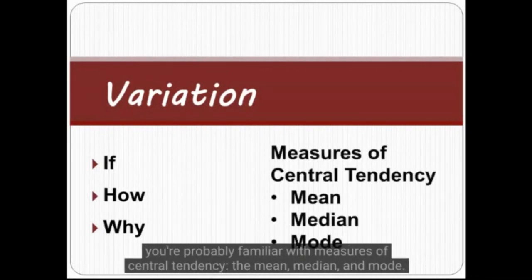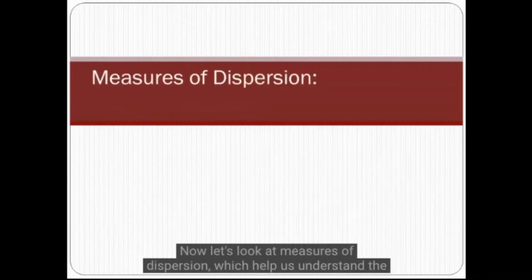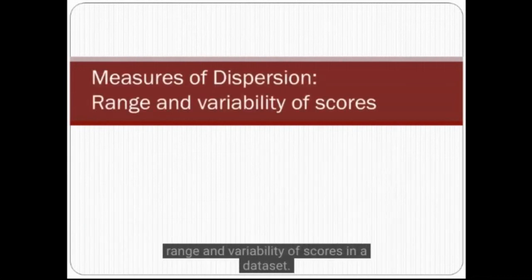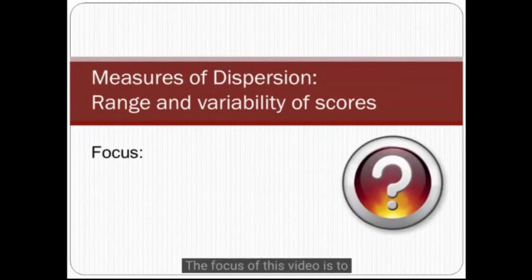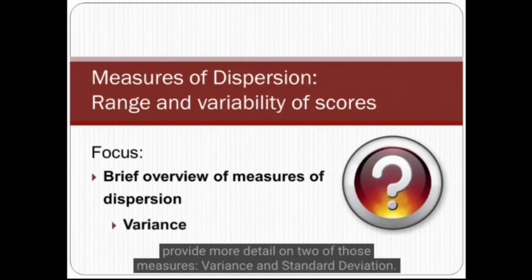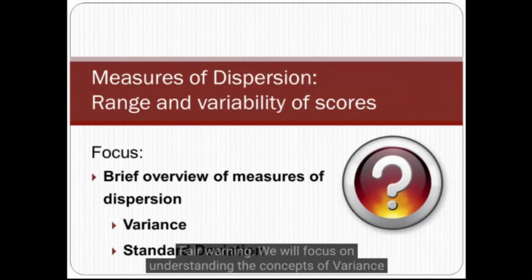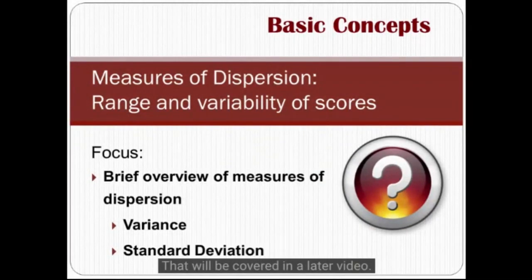You're probably familiar with measures of central tendency, the mean, median, and mode. Now, let's look at measures of dispersion, which help us understand the range and variability of scores in a data set. The focus of this video is to provide a brief overview of the most common measures of dispersion and provide more detail on two of those measures, variance and standard deviation. Fair warning, we will focus on understanding the concepts of variance and standard deviation, not how to calculate these statistics. That will be covered in a later video.